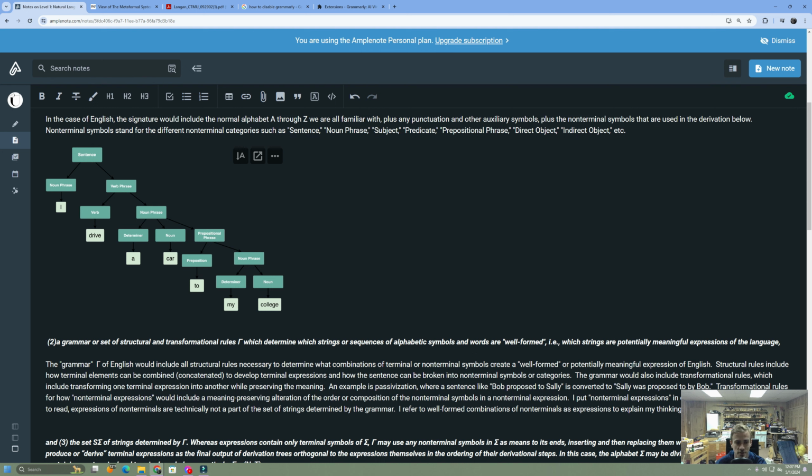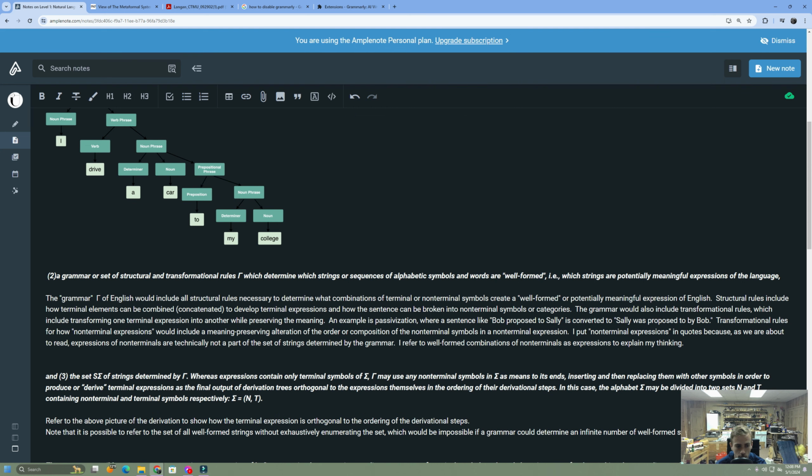So non-terminal symbols are partially ordered, and terminal symbols are unordered in that sense. Although terminal symbols are ordered in the sense that they're written from left to right in order.